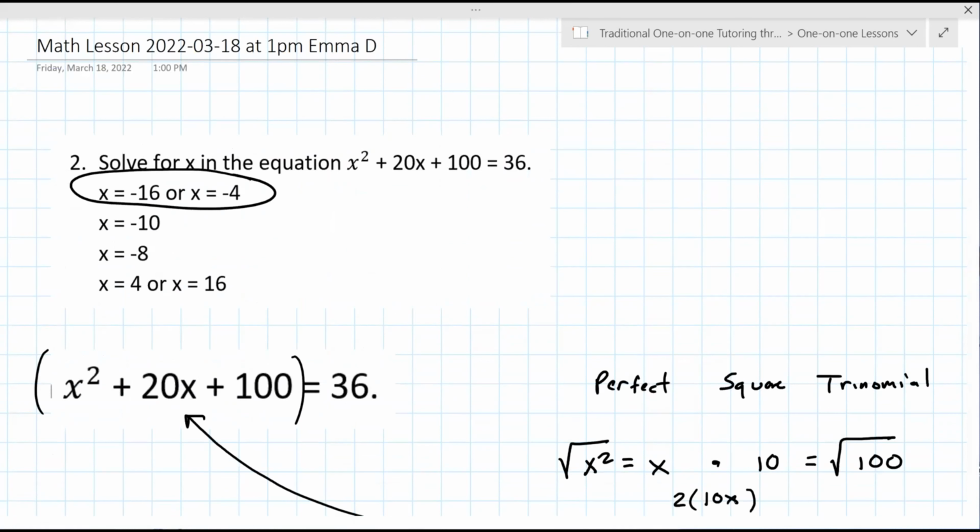Okay, so let's do number 6. Number 6, actually that one is the same. All right, we will do number 1 next.